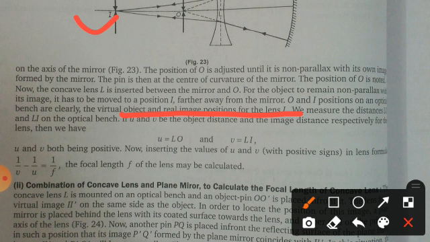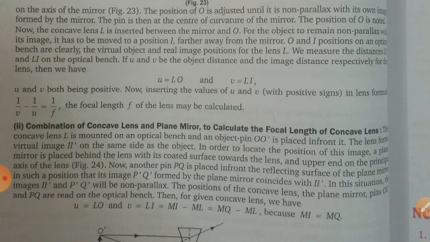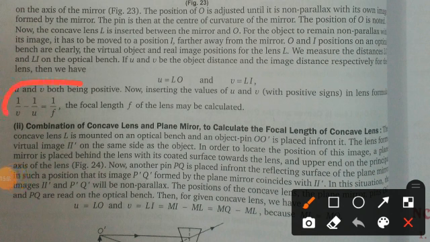If u and v are the object distance and the image distance respectively for the lens, then you can write u equals LO and v equals LI, u and v being both positive. Now inserting the values of u and v with positive signs in the lens formula, the focal length of the lens will be calculated. Fine. So this is the focal length of a convex lens using a concave mirror.